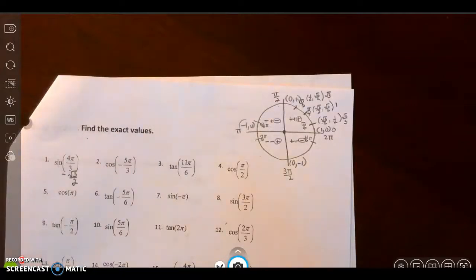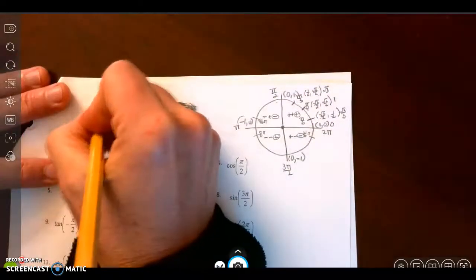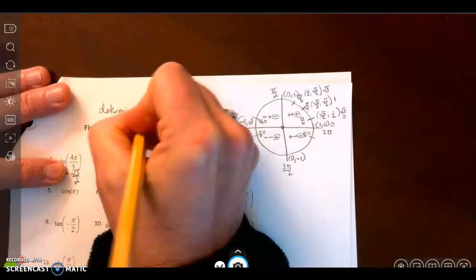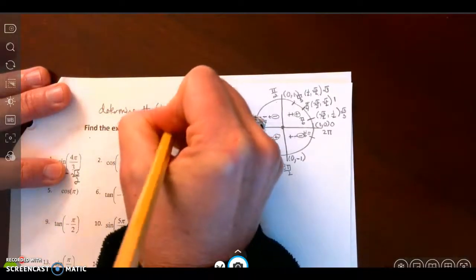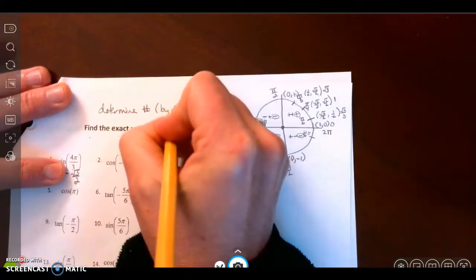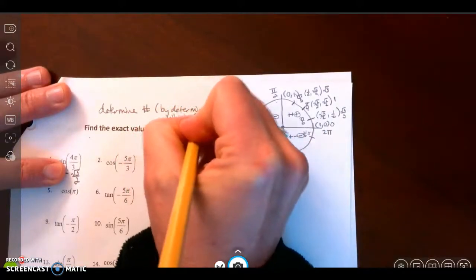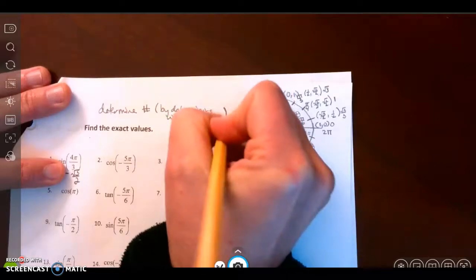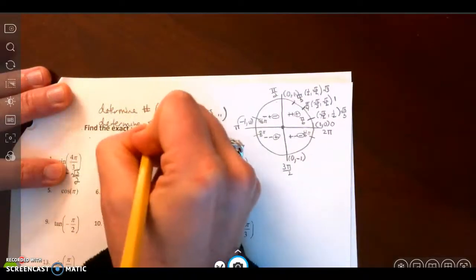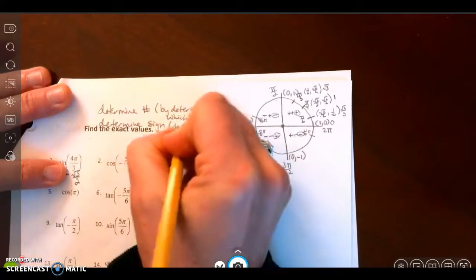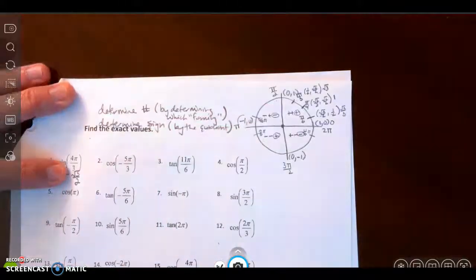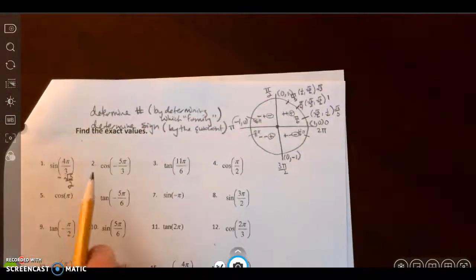So I need to figure out the number and the sign. Determine the number by determining which family it is, and then determine the sign by the quadrant. So there's 2 parts. Okay, let's go to the next one.